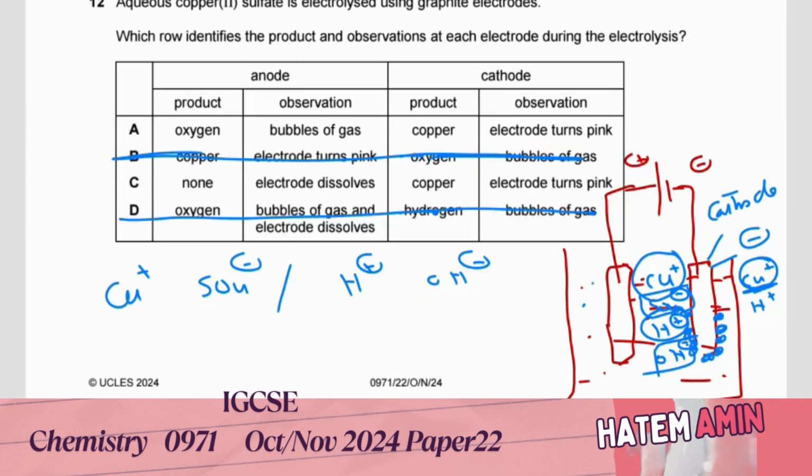C, B, and D are not correct. What do we have now? We have copper as product, and here also copper as product. The electrode turns pink due to the copper. Let's check the anode. What do we have in the anode?